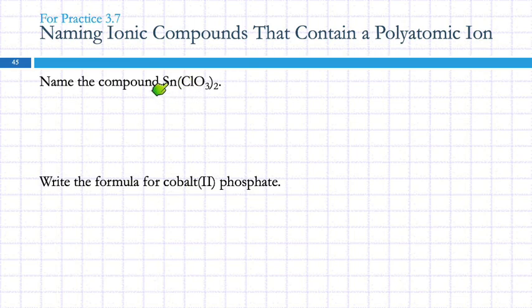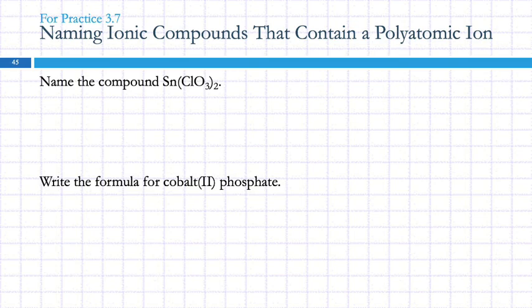And I think of the parentheses as being like shrink wrap around it, saying, okay, this is the package. The number outside the parentheses is how many of those we have, how many packages. So this is telling me that there are 2 of these ions, ClO3. Okay? So let's name the compound.